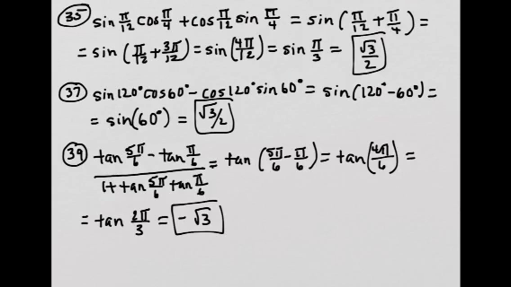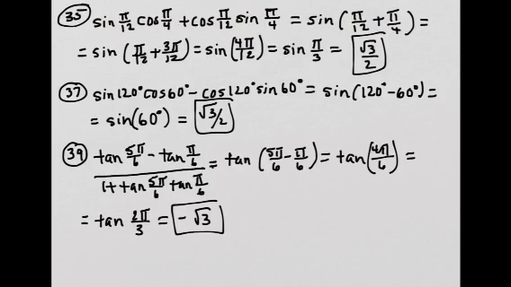Alright, for 35 through 39, they do want you to simplify. So it's the same thing in that you are matching this with the formulas. So this is a sine, because it's sine, cosine, cosine, sine. And because that's a plus, then you know that it's A plus B. So here is the setup right here.